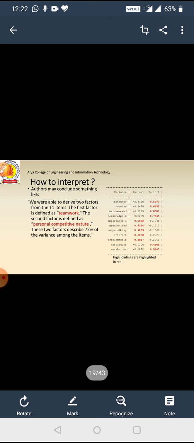How do we interpret? Given one example, the authors may conclude they were able to derive factors from 11 items. The first factor is teamwork and the second factor is defined as personal competitive nature. Where did the result come from? This is a format where we use eigenvalues and eigenvectors. This is a multi-factor model. These are the loading estimates of our example, and this is how we conduct factor analysis.